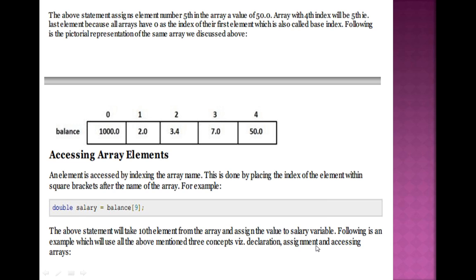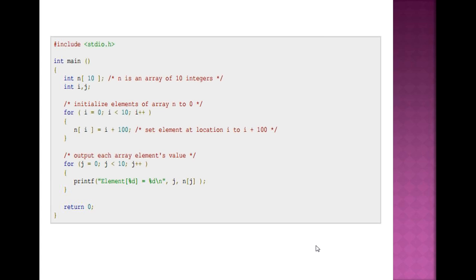that is declaration, assignment, and accessing. The next example shows all the 3 parts: how we can declare, how we can assign, and how we can access the array elements. This is the example. This contains initialization, access, as well as assignment.